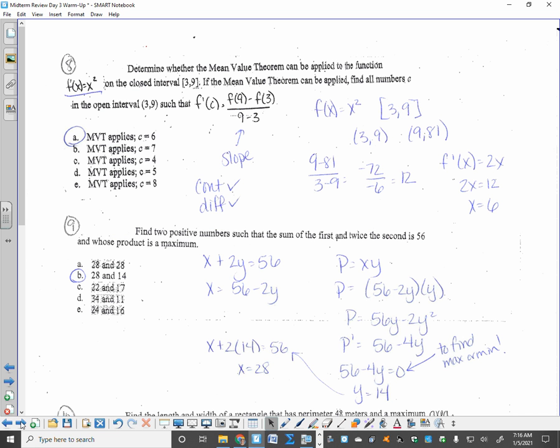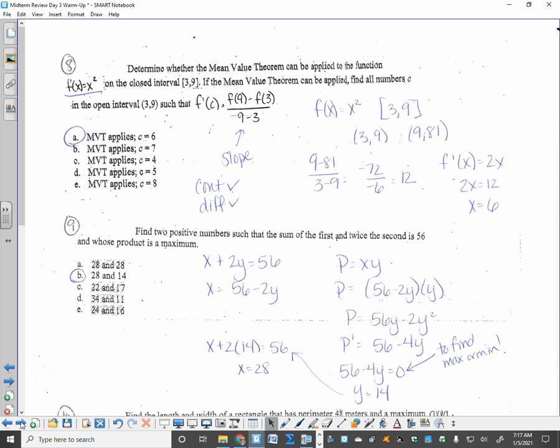So then I'm going to take the derivative, and I'm going to set it equal to 12 because I want it to be parallel to that secant line, which has a slope of 12. And I very easily get an x value of 6. So the x value of 6 is where the tangent line has a slope that is 12, which is parallel to the secant line that goes through the points (3, 9) and (9, 81).